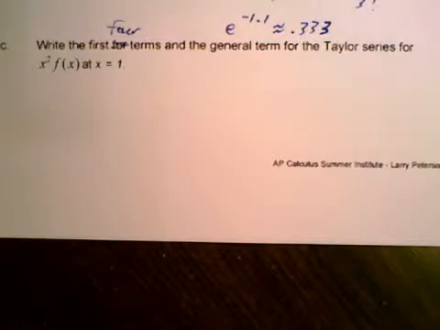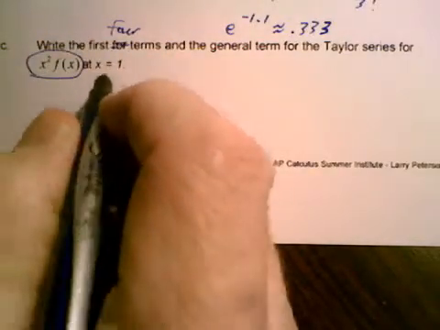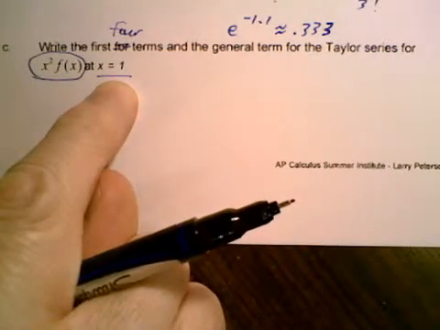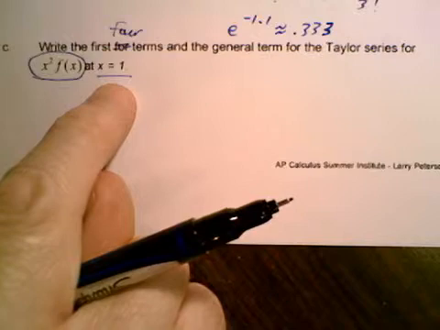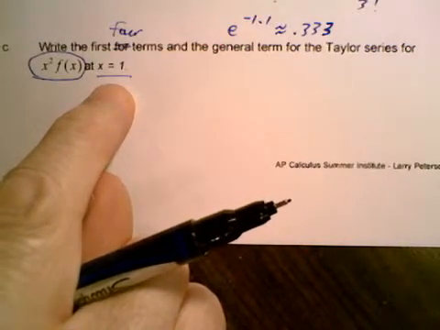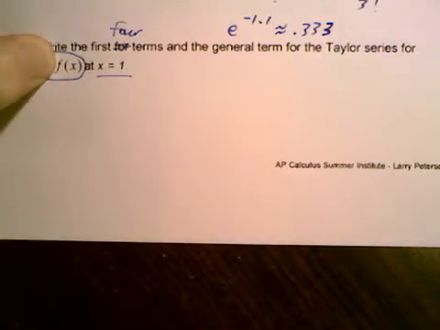Write the first 4 terms and a general term for a Taylor series for x squared f of x at x equals 1. Now, if this said at x equals some other number, then we'd have a ton of work to do. But we've already done the work to generate the first 4 terms for the series f of x. So if you cover up the x squared, then we already did that. Okay, so let's just look at that.